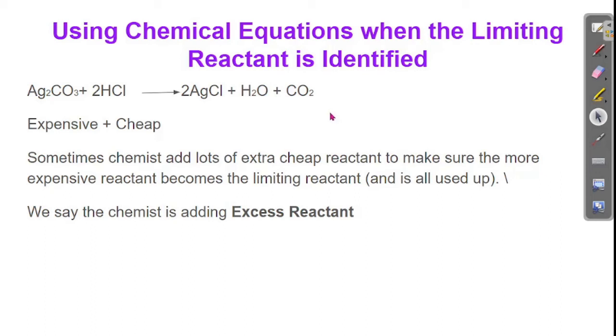When you do that, we talk about excess reactant. This one right here, the one that they added so much that it will never run out, because, well, it will eventually run out, but it will not run out before the more expensive one will run out, is called excess reactant because it's an excess. It has a lot of it. So this becomes the limiting reactant, and this is the excess reactant. I hope that makes sense.